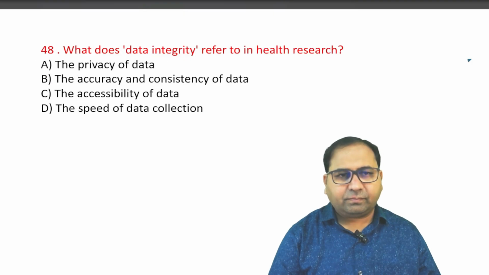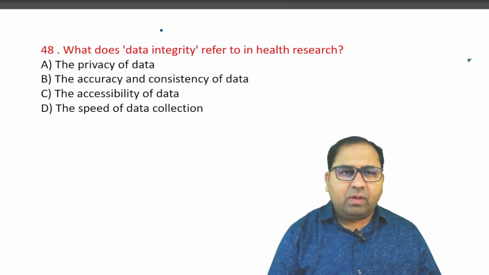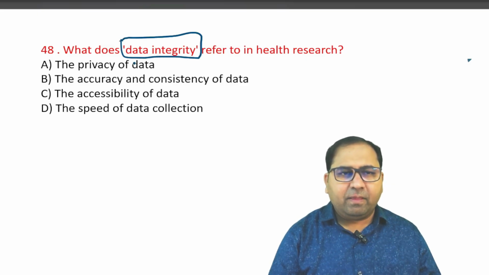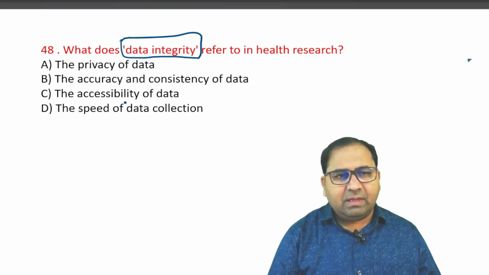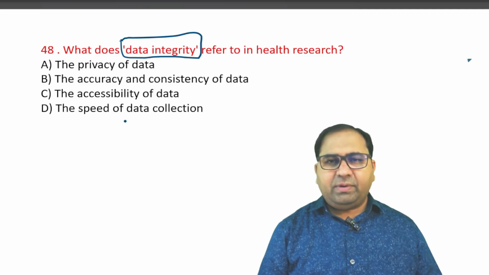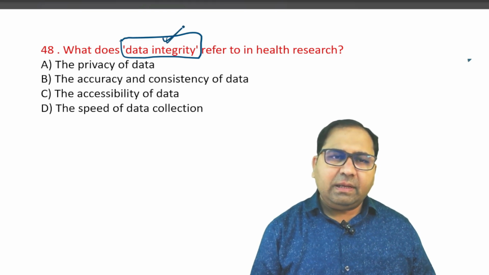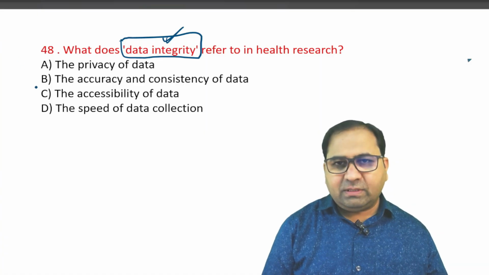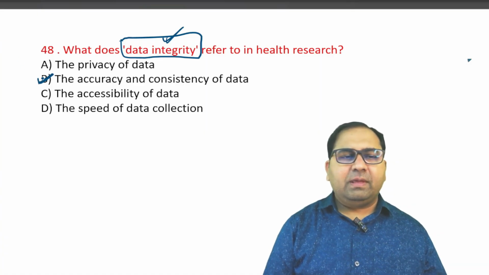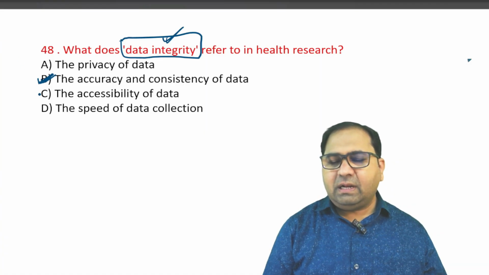Next question. What does data integrity referred to in a health research? What do you mean by data integrity? The options are A, the privacy of data, B, the accuracy and consistency of data, C, the accessibility of data, or D, the speed of data collection. So what is data integrity? Data integrity is nothing but it is the accuracy and consistency of data. Accuracy and consistency of data is data integrity.